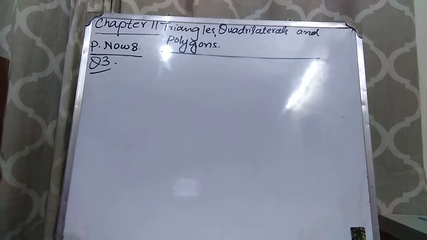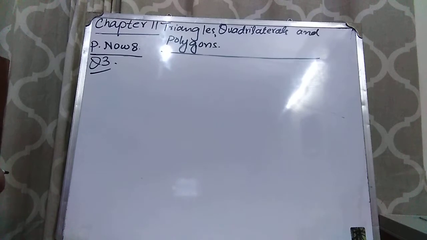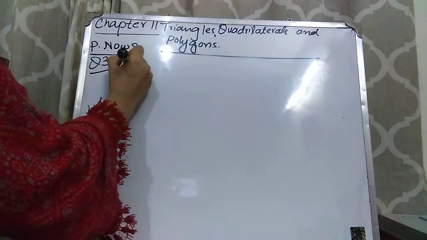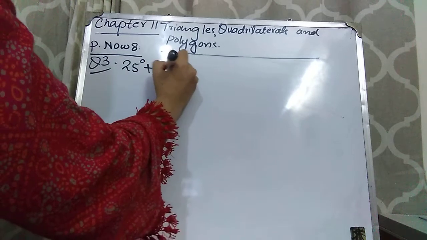Okay students, now you have to be very careful. Watch it carefully and see what I am doing. You just need to remember that the sum of exterior angles is equal to 360 degrees. The sum of exterior angles of a regular polygon is equal to 360 degrees. You just need to remember this point. Two exterior angles are given, so they are simple. Just add them: 25 degree plus 26 degree.